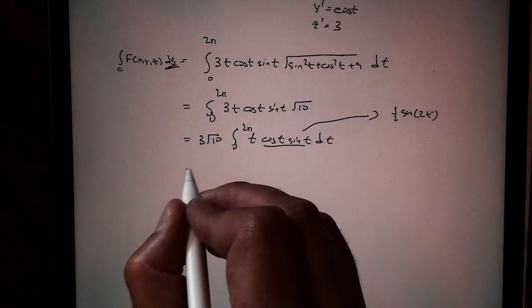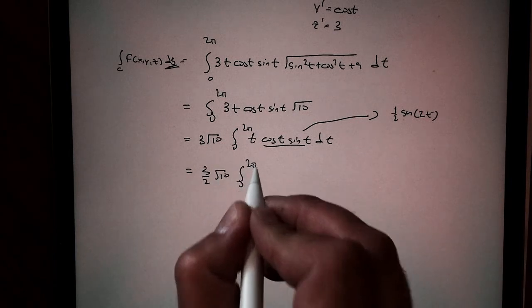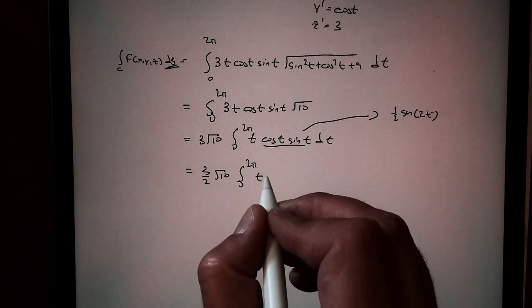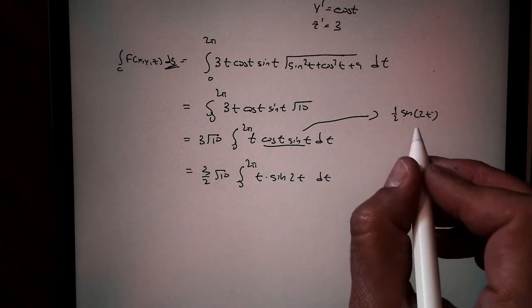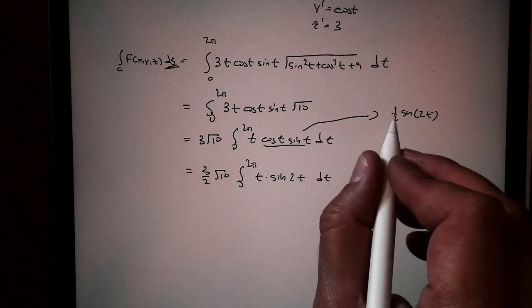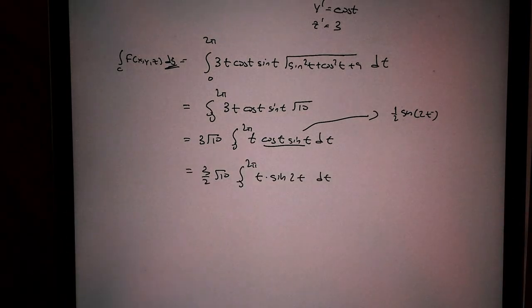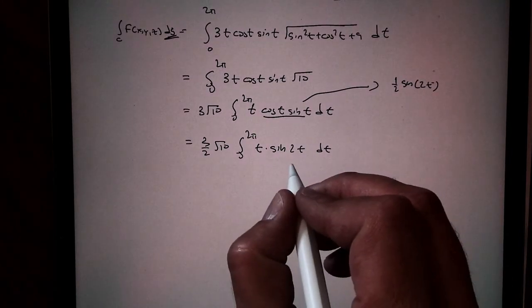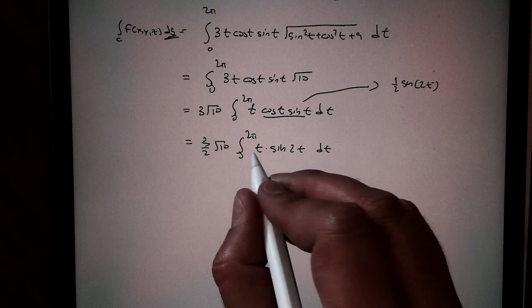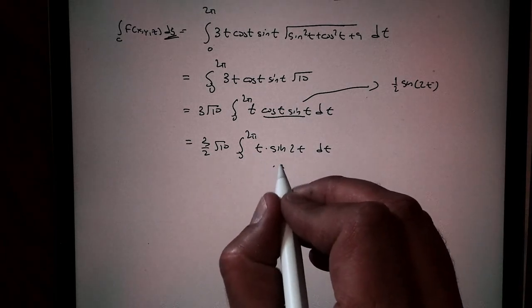So that gives me 3/2 root 10, from 0 to 2 pi, t times the sine of 2t dt. Remember, I took the 1/2 out. And now this I can integrate. So how do we integrate this one? We have to use integration by parts. Unfortunately, if this was t squared, we could use u substitution. So this has to be integration by parts.